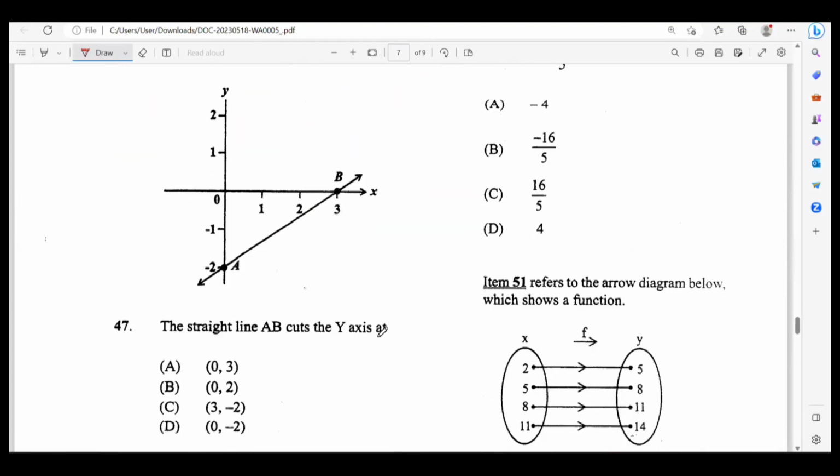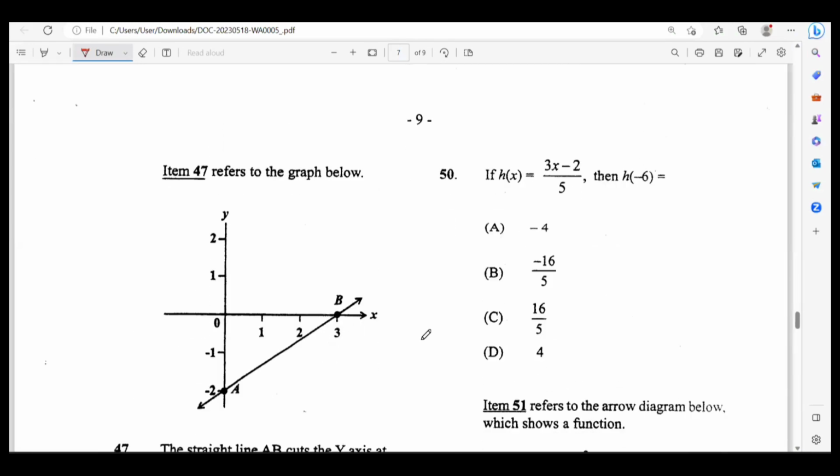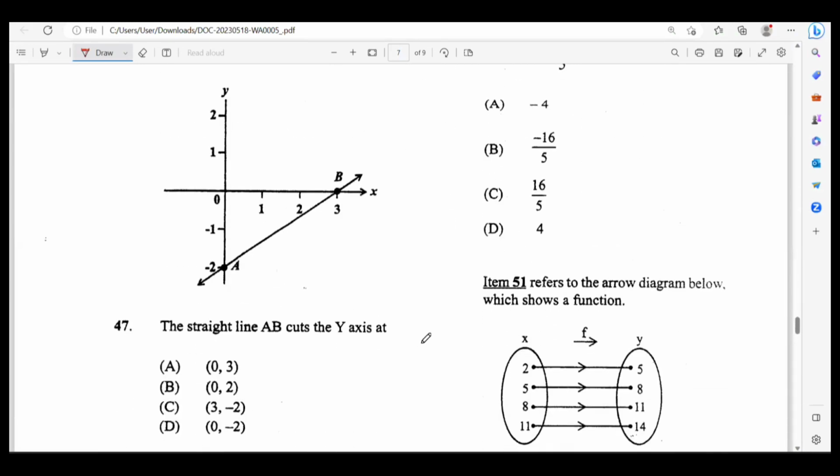This one came. This is 0, -2 is the answer. We saw this every time as well. So it says the straight line AB cuts the y-axis at, still the -2 there, but in terms of a point. And I'll say this, that I always say: every y-intercept would have a 0 for the x with some value.